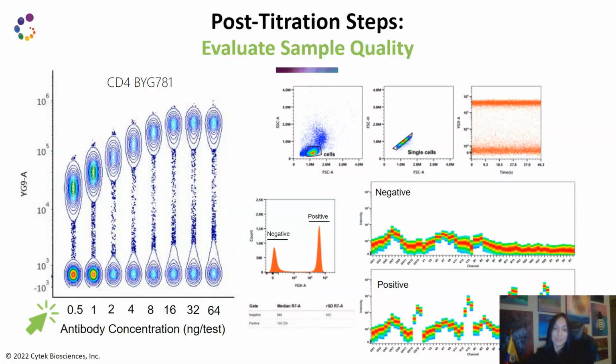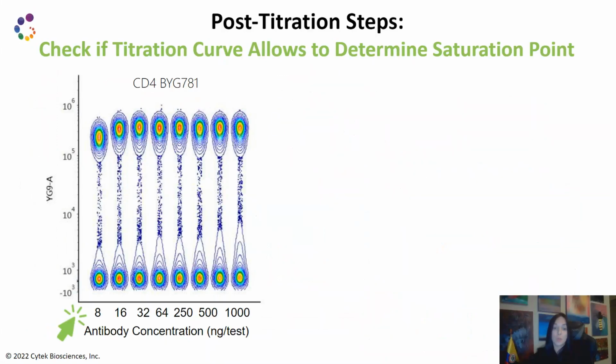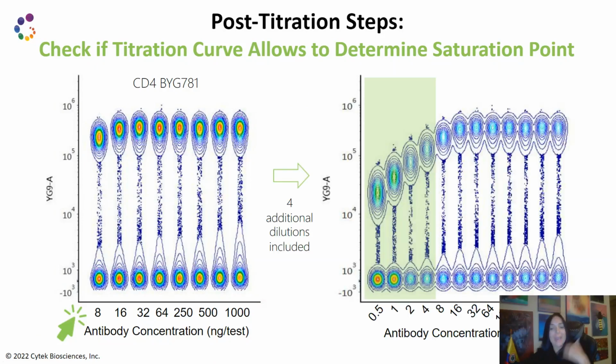And a consideration, going back to the idea that I'm testing lower concentrations that I had suggested before, is that when we went from 8 to 1,000, what we see is mainly saturation. The MFI, the median fluorescence intensity, for the positives is at the same place, and we are not capturing the initial part of that titration curve. So in this case, we added additional dilutions, and that's something you might need to consider on the lower end or the higher end, depending on what you are seeing.